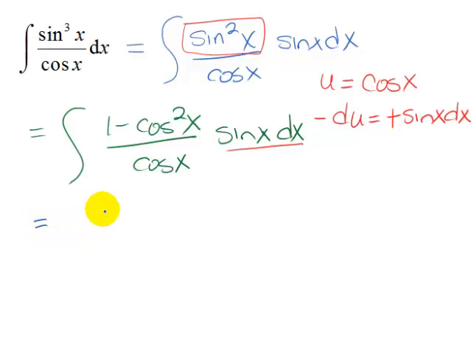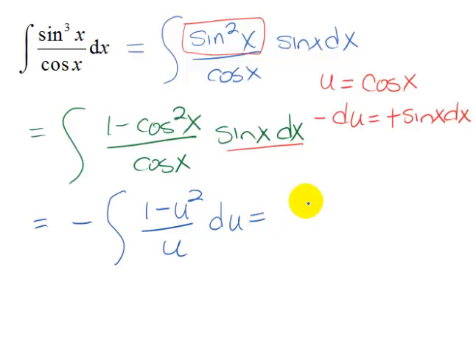So let's go ahead and do the substitution. I'm going to put the negative out in front of the integral. This would be 1 minus u squared over u, since u was cosine x, and then the du. So looking at that, I see that that's now going to be something that's easy to integrate. It's a fraction, and I can go ahead and split that up and put the u under each piece.